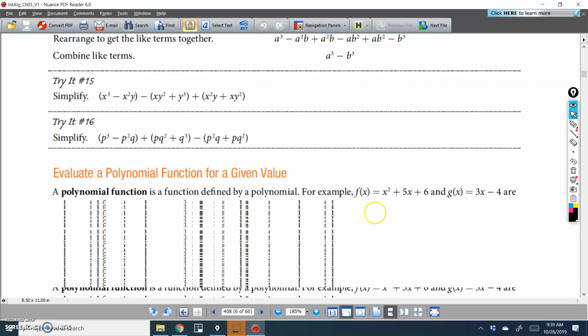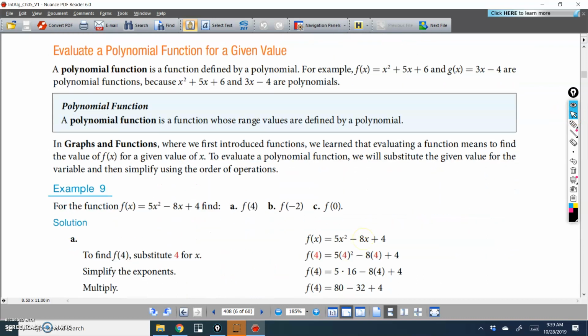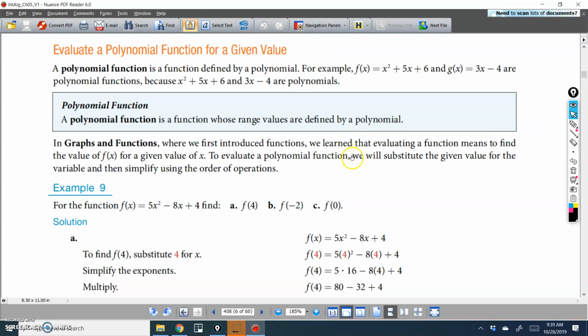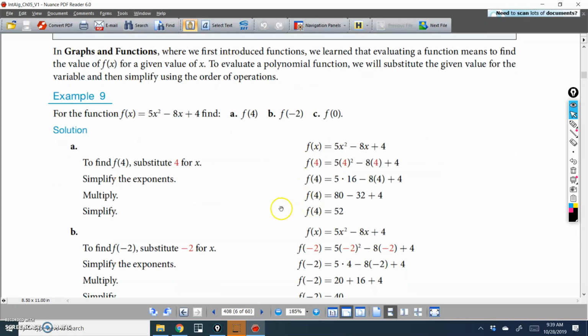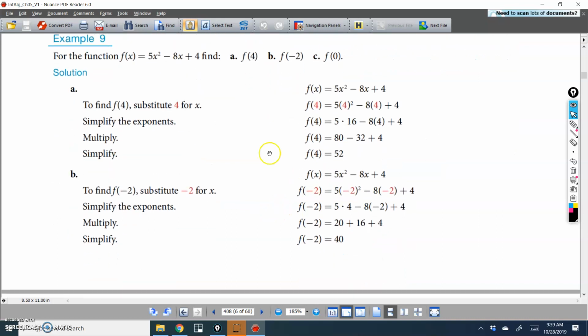Okay, let's plug some stuff into some other stuff. So create a polynomial function, evaluate a polynomial function for a given value. So this is just more of the plug-in stuff that we've done before. But if we look at example 9, so for the function f of x, f of x equals 5x squared minus 8x plus 4, find f of 4, f of negative 2, and f of 0. We've done this before. We just plug in the values into x.